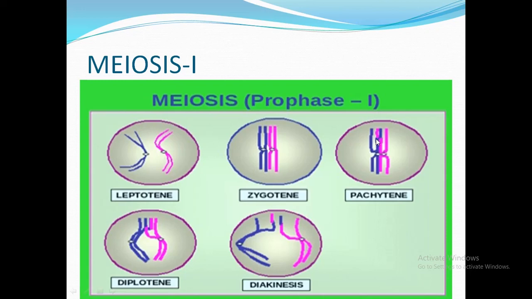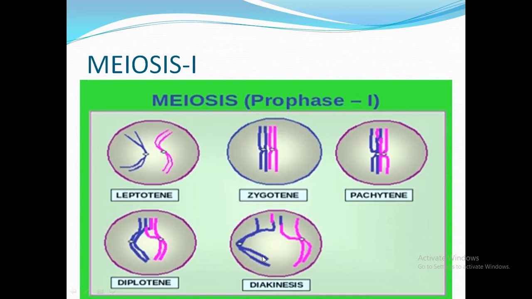Now, in the next stage, that is diplotene, the recombination is complete. So recombination starts in pachytene, and at the end of pachytene the recombination will be complete. Then in the next stage, diplotene, the homologous chromosomes start moving away from each other. So after recombination, the homologous chromosomes start moving away from each other.